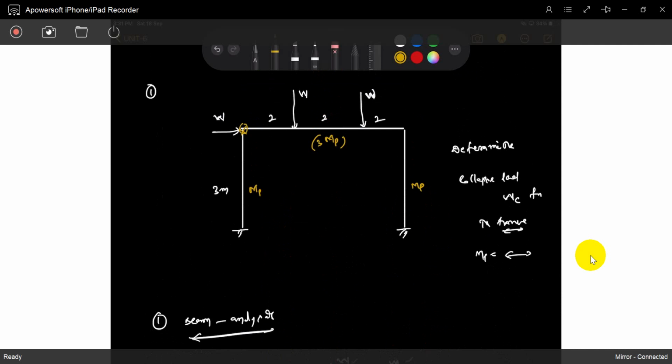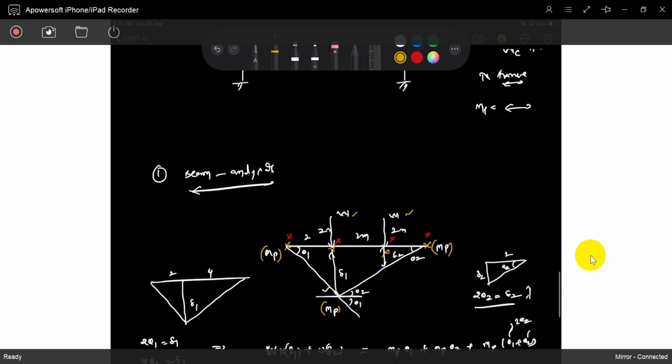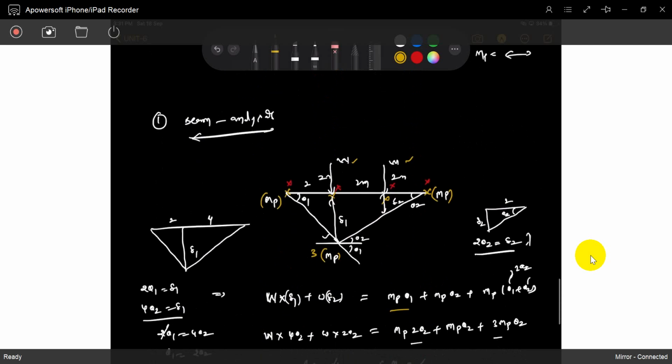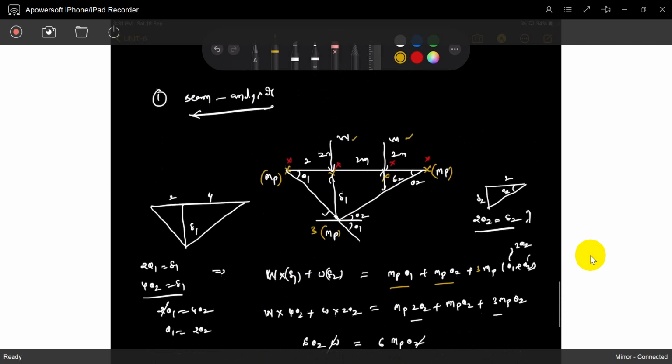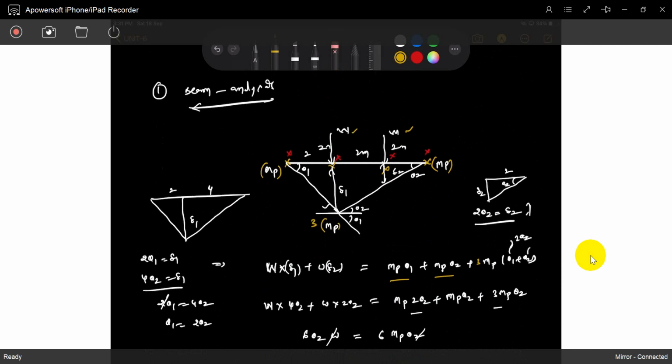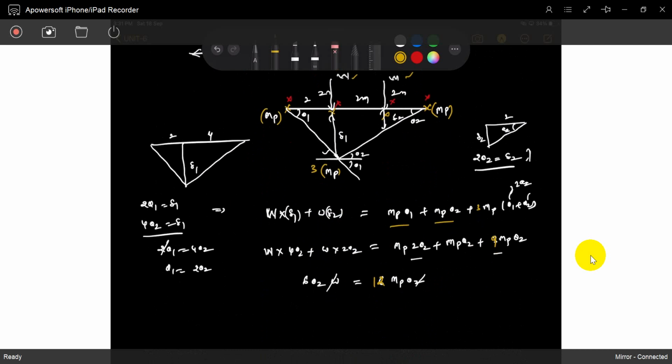The hinge is formed at the end where the cross section is lower. We discussed that previously. That's why the capacity at this location we have to take only MP. Here also we have to take only MP, but at the center we have to take 3 MP. So that's why this is 3 MP. 3 plus 3 is 9, 9 plus 3 is 12. So 12 MP.